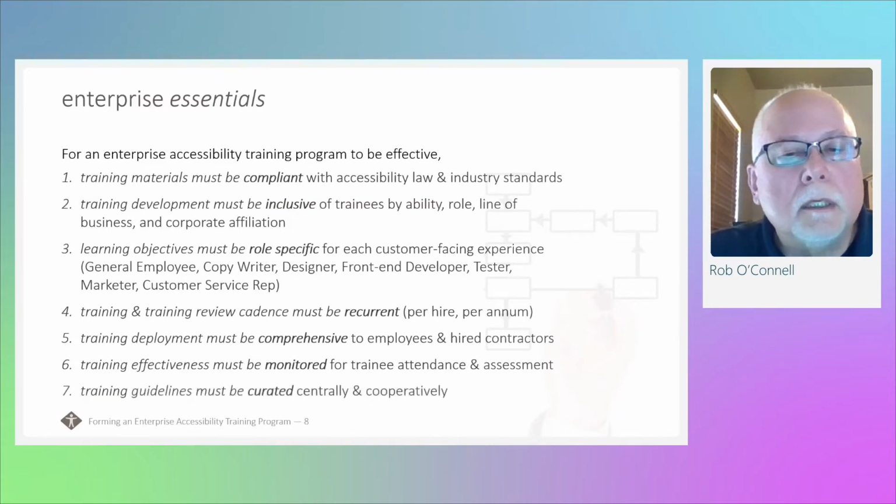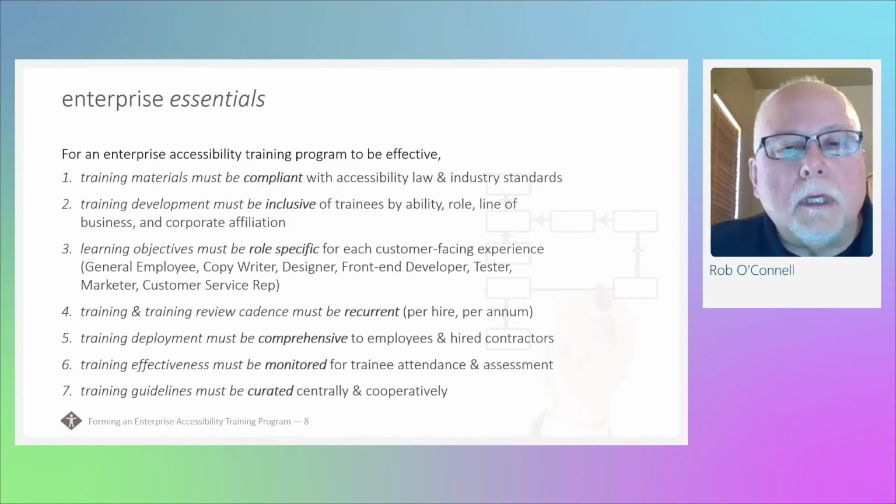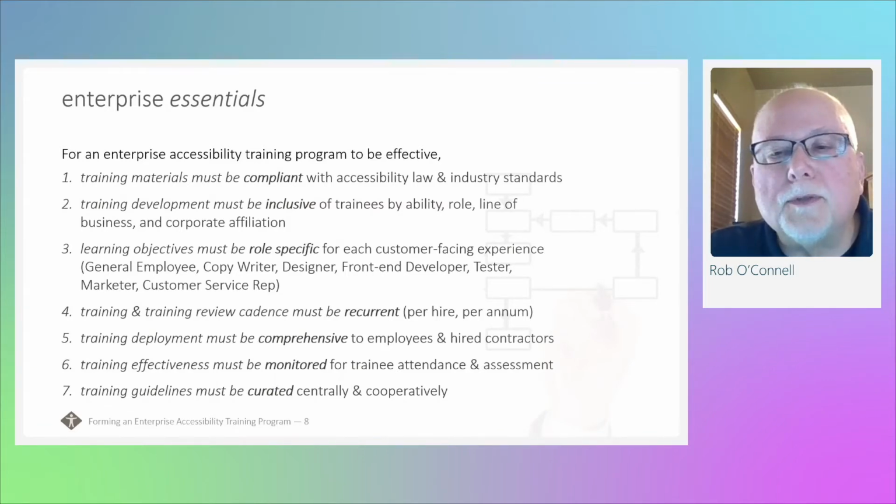And then finally, it would have to be curated. The body of material that we use for training, as well as the test results, would have to be curated so that we could manage that. That, of course, would have to be done centrally, but we needed the cooperation of all the lines of business outside of the accessibility operations group to handle that training.